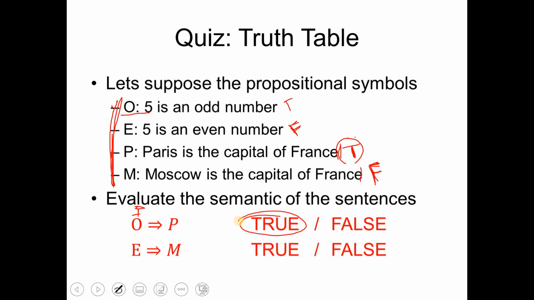What about the other? E implies M. Now E means 5 is even, which is false. So when it is false, now this is the tricky part. When it is false, I will not check what M is. I don't care. If the first part is false, I say that this sentence is also true. Now this is very tricky. Be careful. If E is false, I don't check the second part of the sentence.